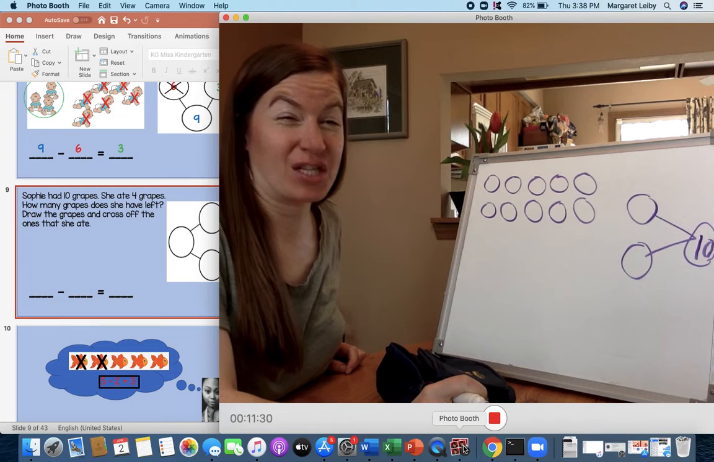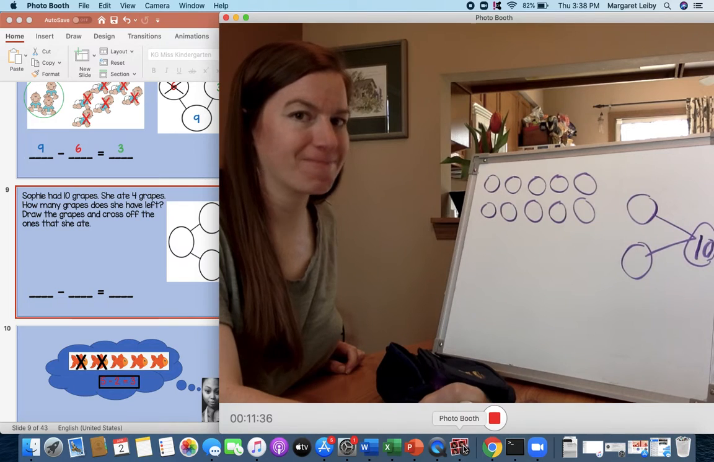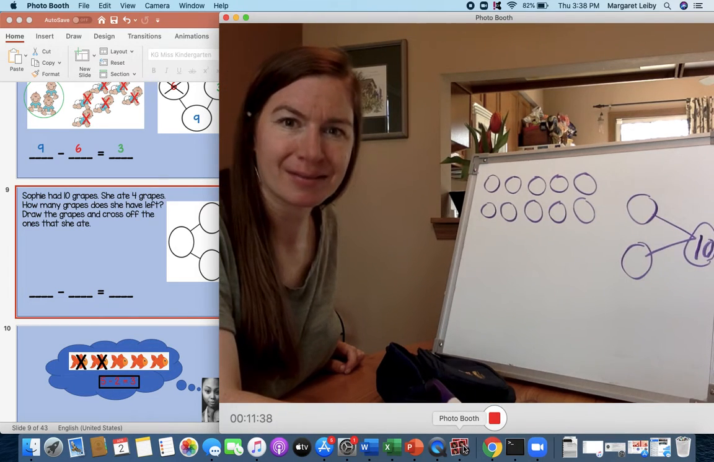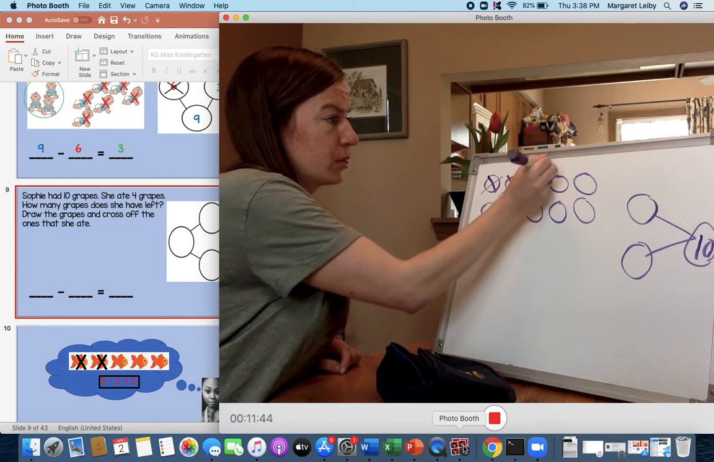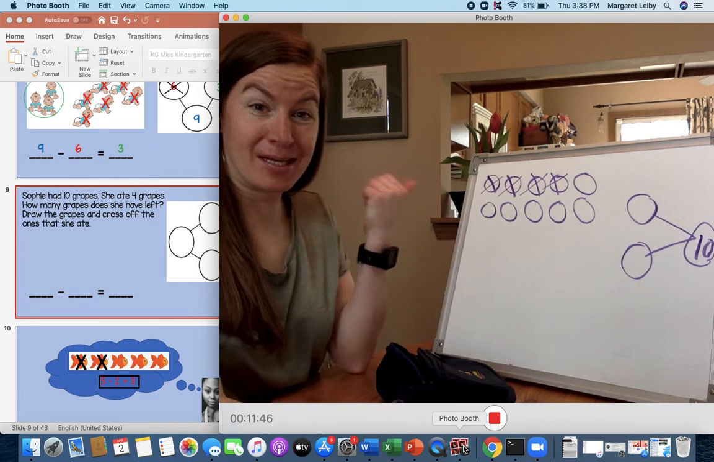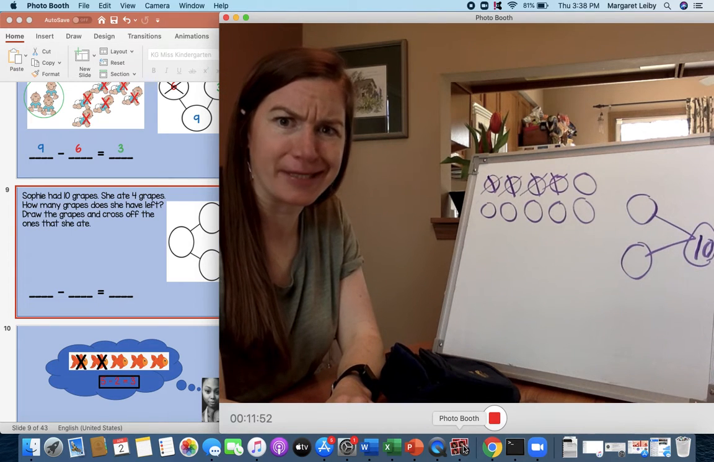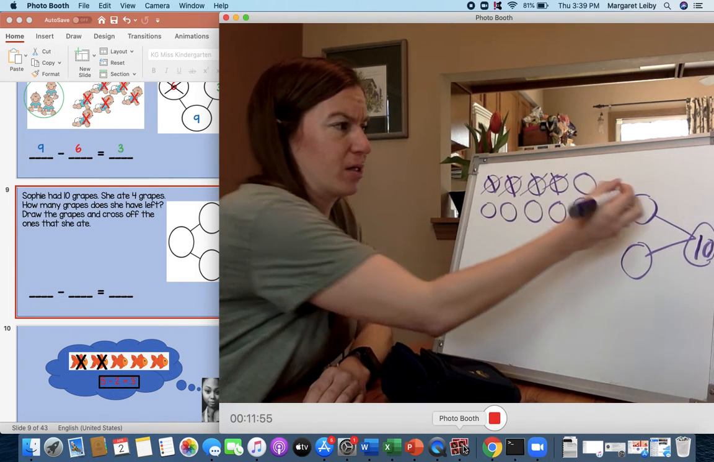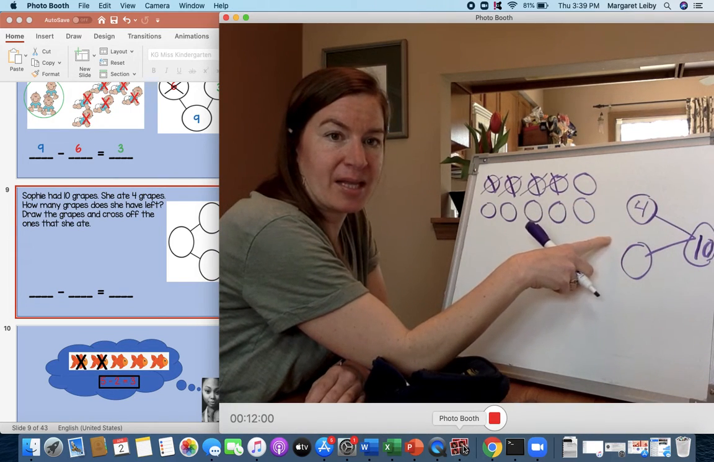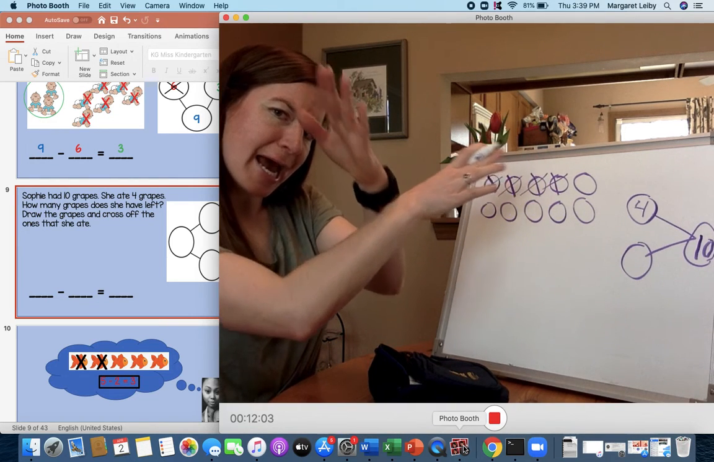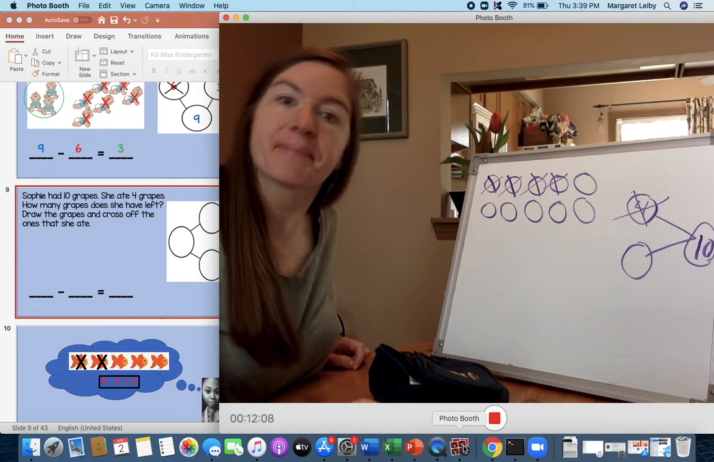And then it says that she ate 4 grapes. So I have to do what? Yeah, I got to cross out 4. I've got 1, 2, 3, 4. So that means that 4 is my, you already know this, 4 is my takeaway part. So I put it in my number bond, and then I have 2. All right.